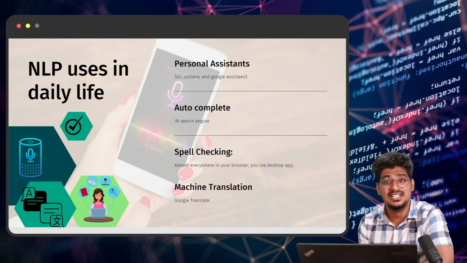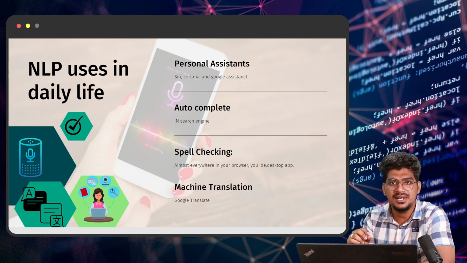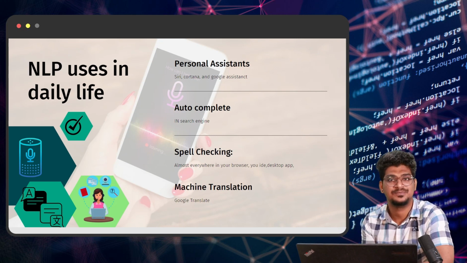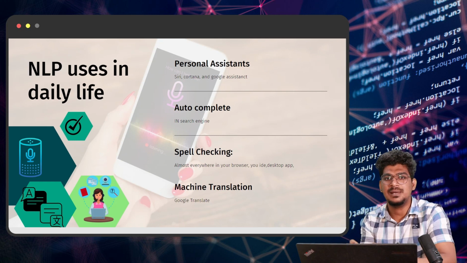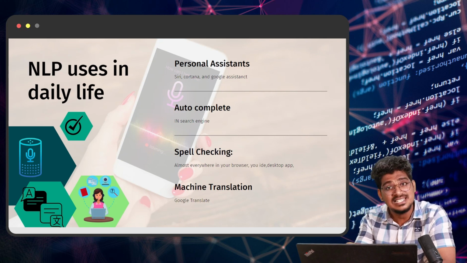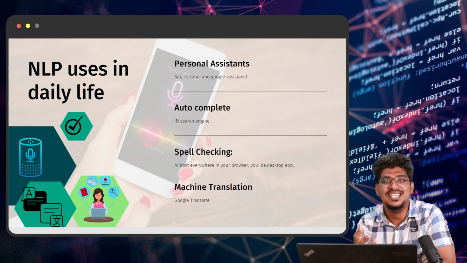And what about the next thing? Autocomplete. So what is the meaning of that? In a search engine, for example, if you are entering text in the Google search column, automatically that particular word is going to complete. If you are typing something, for example, what is NLP, as you type, automatically the particular sentence is going to complete. Right? How can it be possible? With the help of NLP.